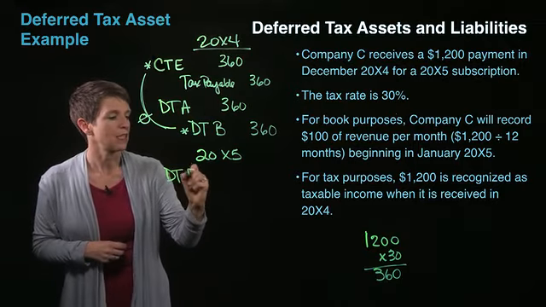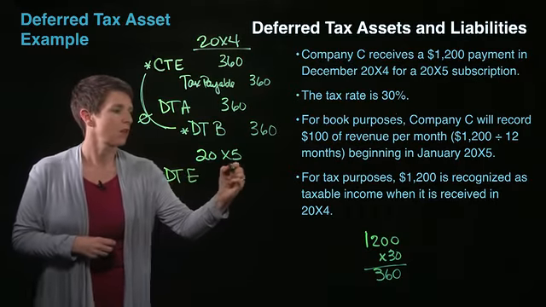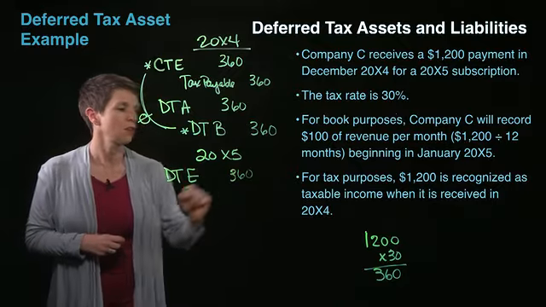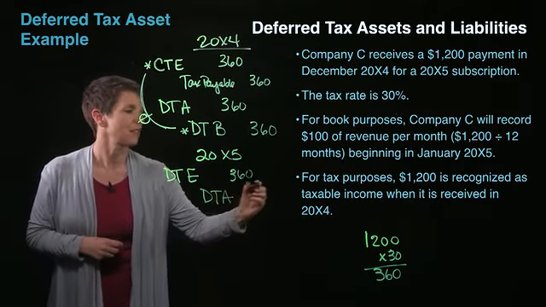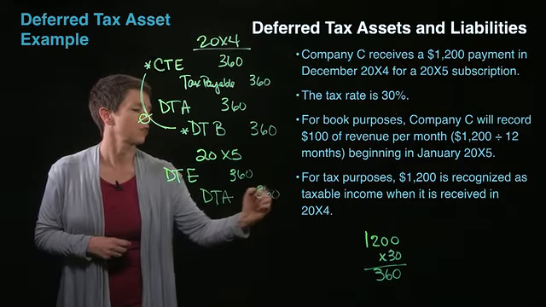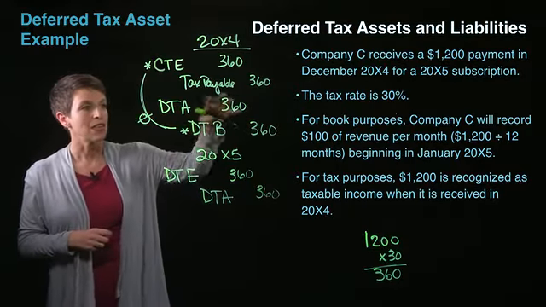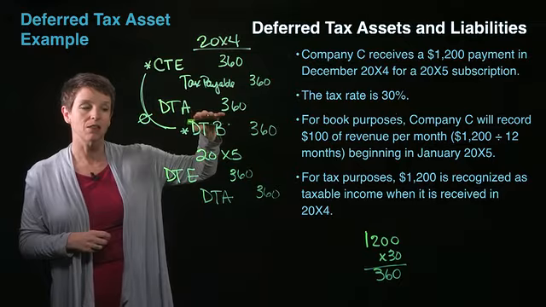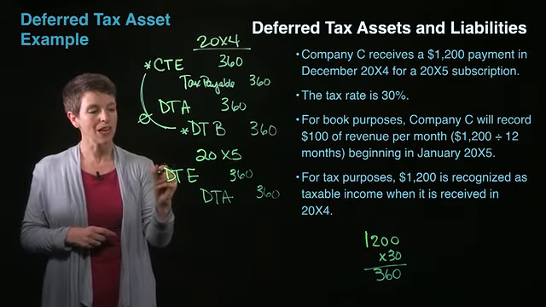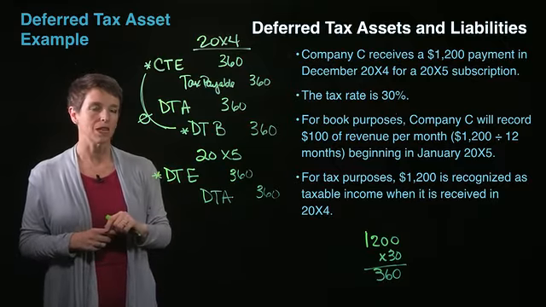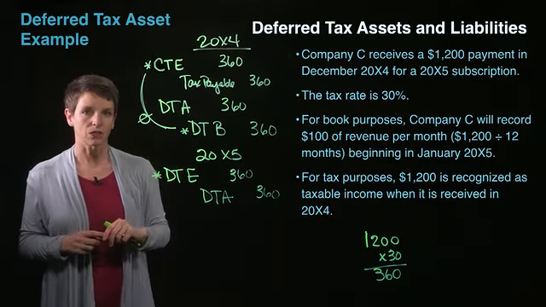Deferred tax expense, $360, and deferred tax asset, $360. Now we can see that the asset we started with in the beginning of the year has been written off, and we show tax expense in our income statement of $360.